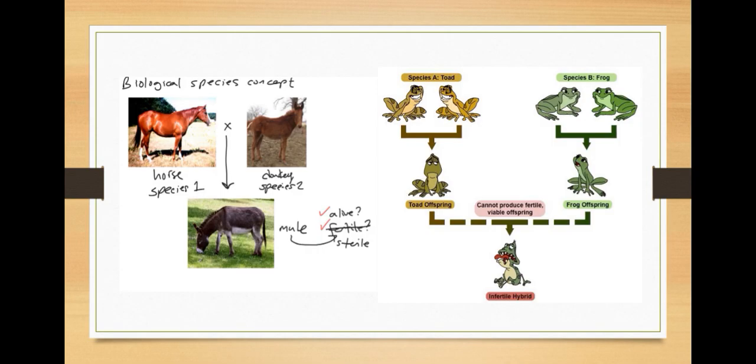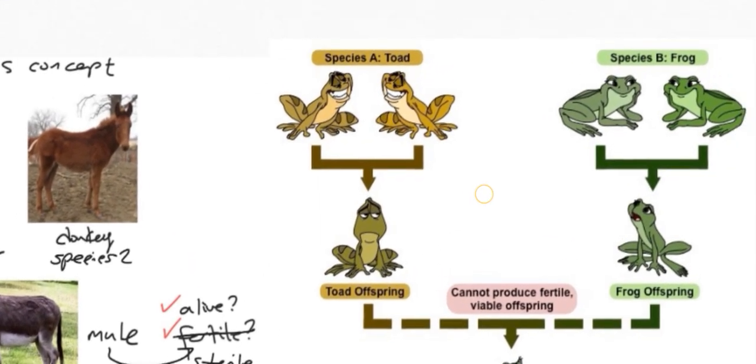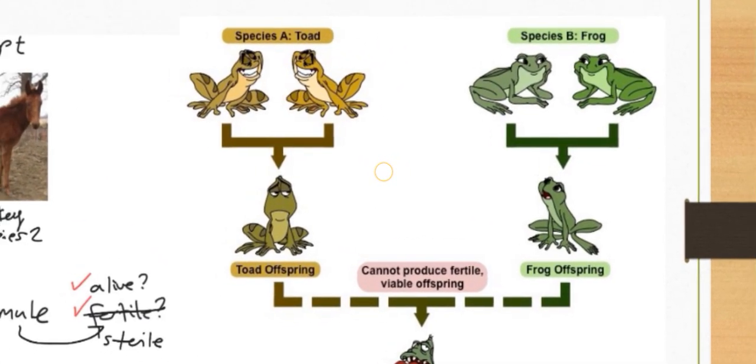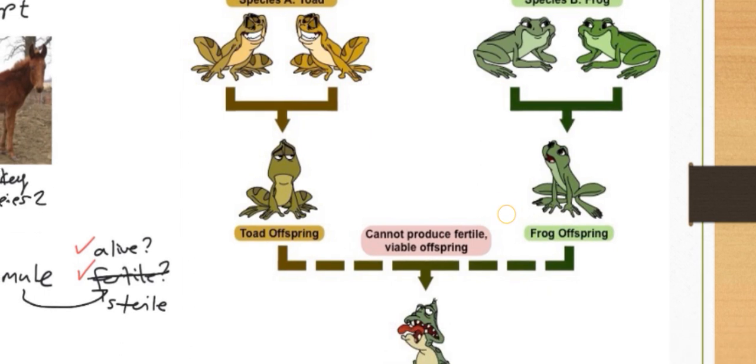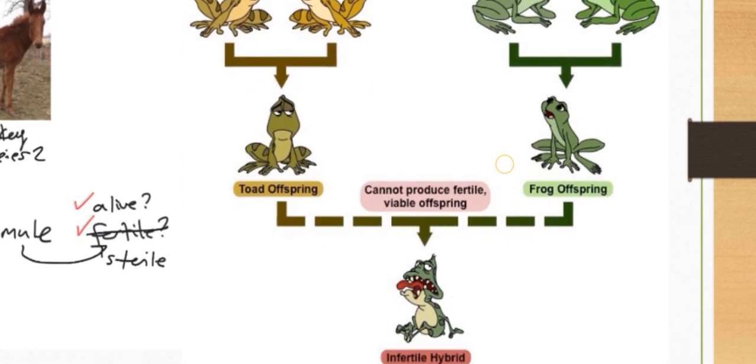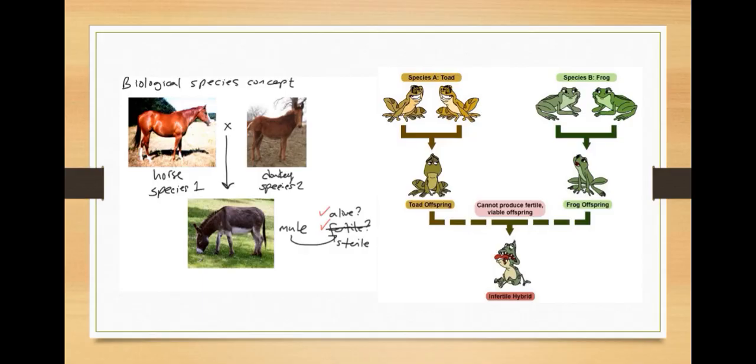The biological species concept holds that a horse and a donkey are different species, and another example is the mule. Alive, yes, but sterile. Then species A, toad, and species B, frog. Toad offspring and frog offspring cannot produce fertile, viable offspring. Infertile hybrid.